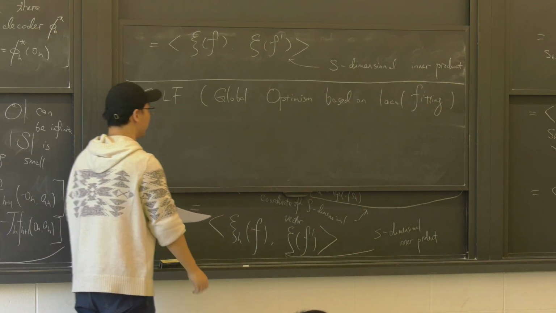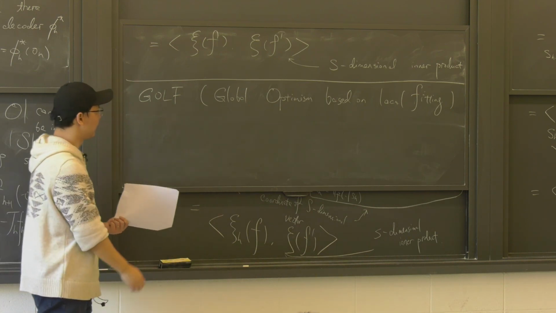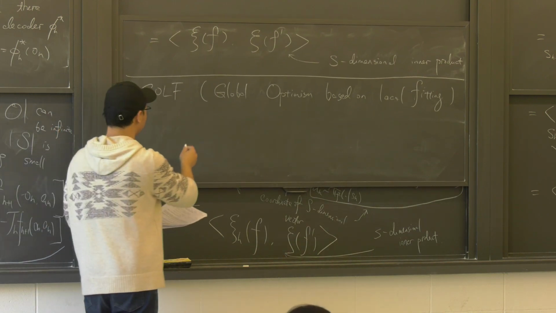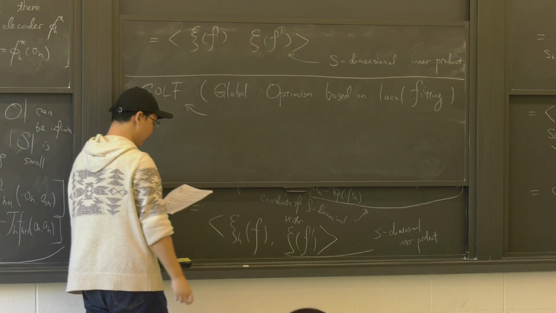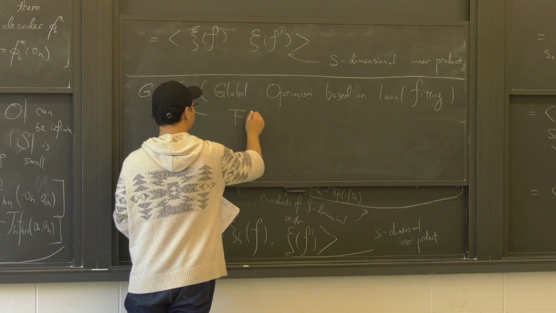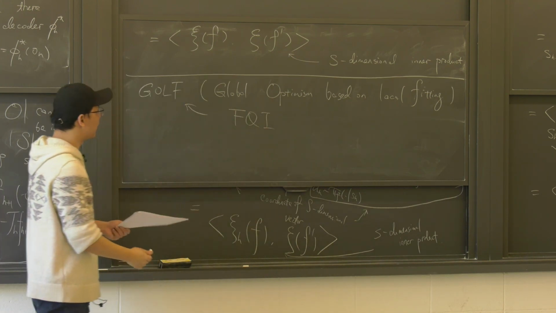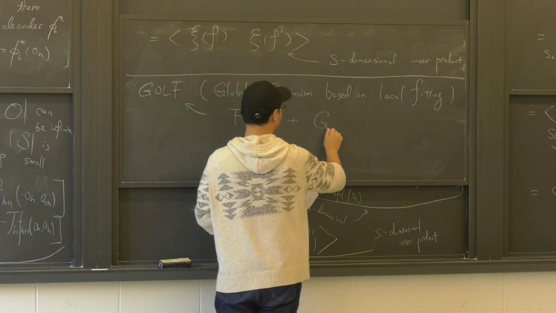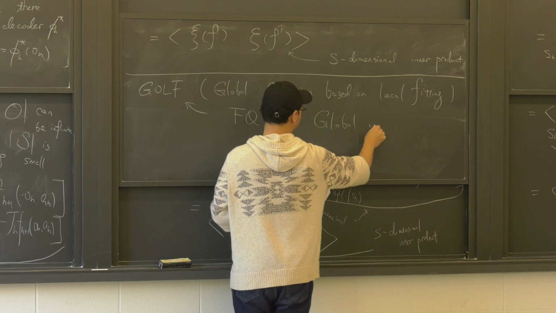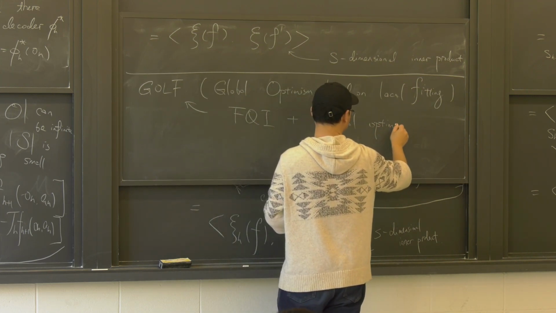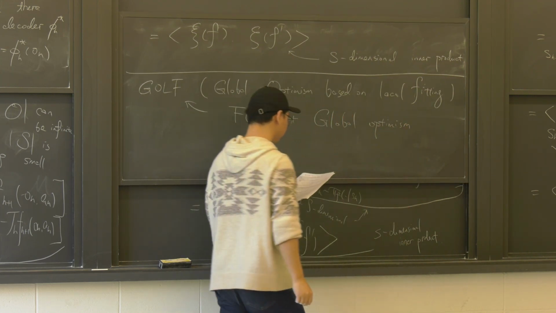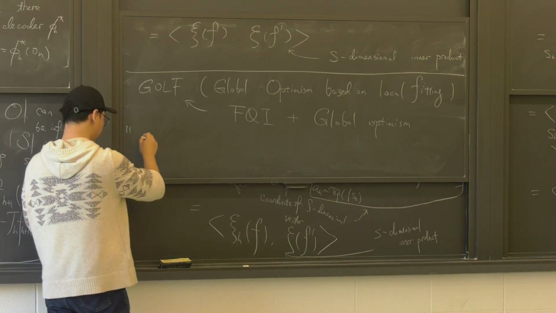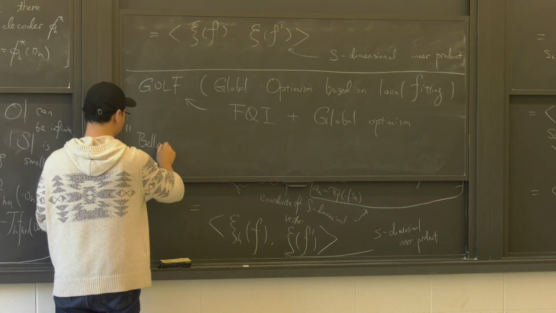So by the name, you can actually know we exploited the mechanism called global optimism. So it is, in our language of this class, basically an algorithm which combines both fitted Q iteration, which is the algorithm we use for generic function approximation, with global optimism. The algorithm was introduced in the paper on Bellman rank, Bellman eluder dimension.